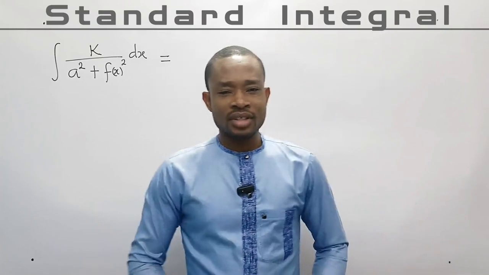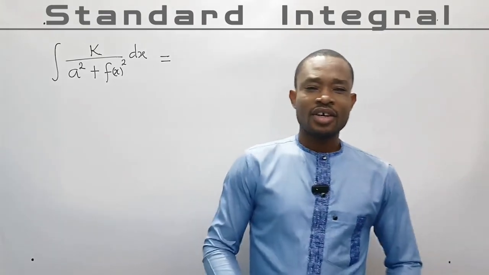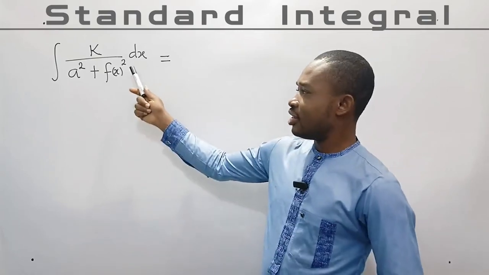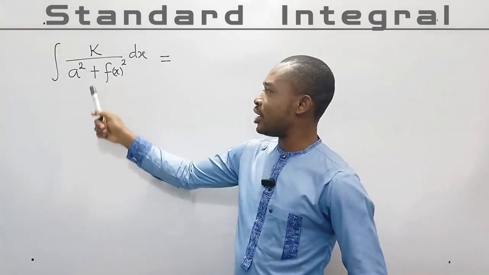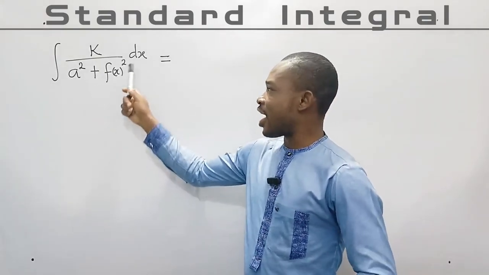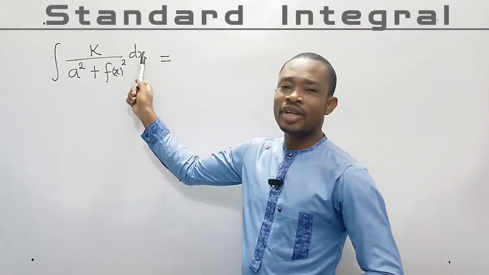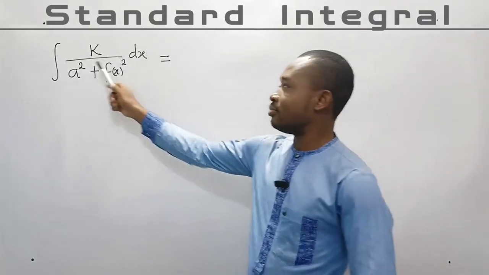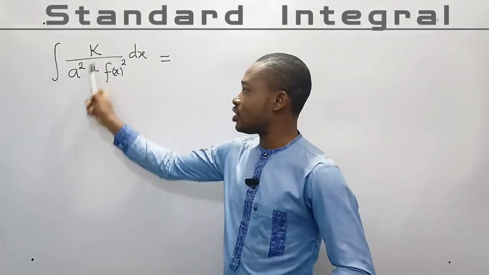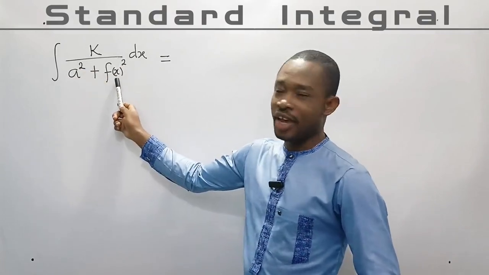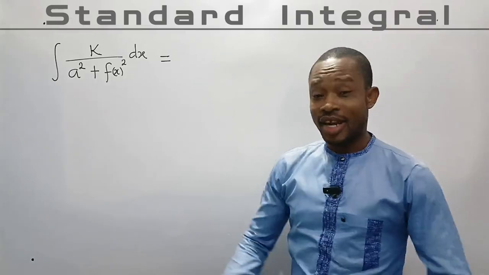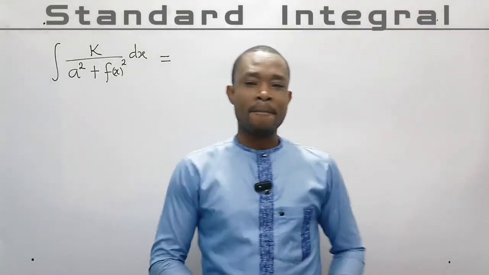So we are given the integral of k all over a squared plus f of x squared. We are to integrate this expression with respect to x. Okay, so integrate k over a squared plus square f of x dx. And that dx means with respect to x.